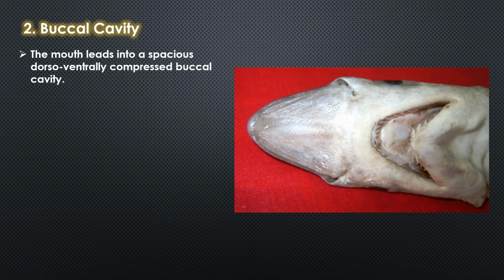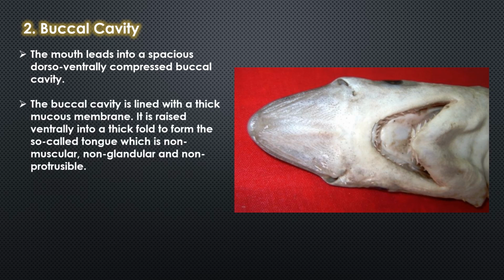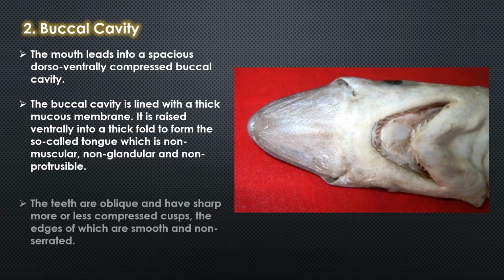The mouth leads into a spacious dorsoventrally compressed buccal cavity. The buccal cavity is lined with a thick mucous membrane. It is raised ventrally into a thick fold to form the so-called tongue, which is non-muscular, non-glandular, and non-protrusible.